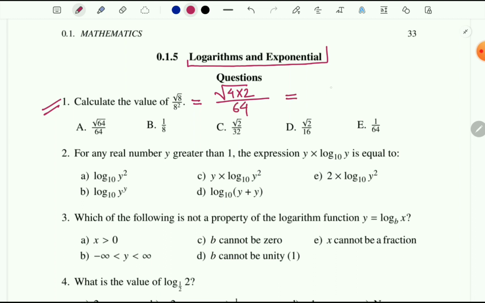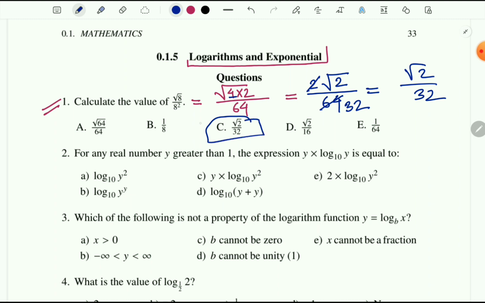The 4 inside the square root we can bring out of the square root, and it becomes 2, and the 2 remains inside the square root, and here is the 64. So this 2 and 64 we can reduce by 2 to get 32. So our answer is root 2 divided by 32. So this option is our correct answer.